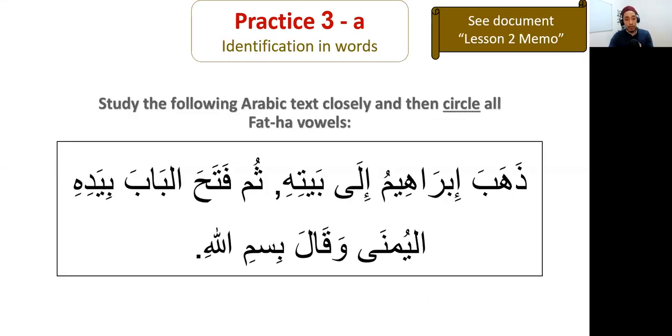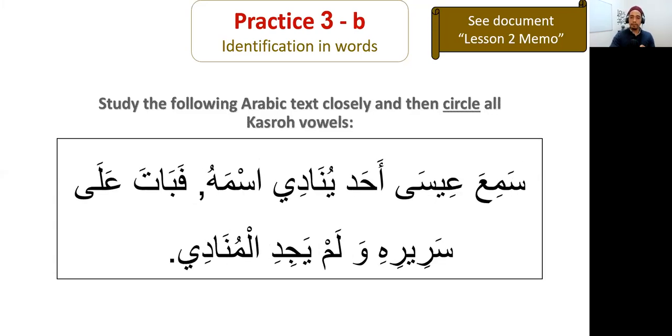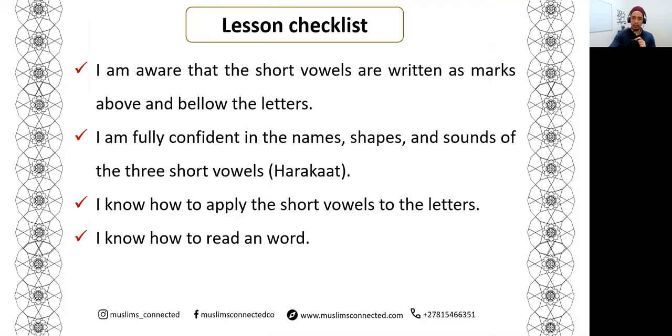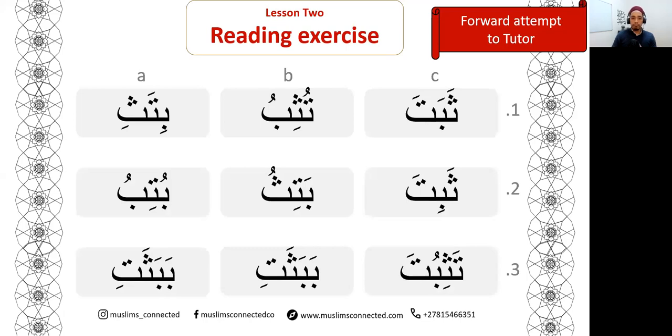And then this is a very good exercise for beginners, right? You circle the vowels that I'm asking you to circle. So in this case, the fatha vowels. Now I have to engage with this text and look for them and work on that skill of identifying the correct vowel. This will be a very good exercise. The kasra vowel, the dhamma vowel, and there's a lesson checklist for you. Let me speak about this and then I'll get to any questions.